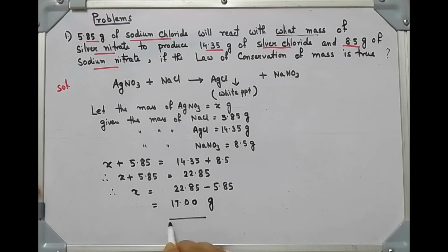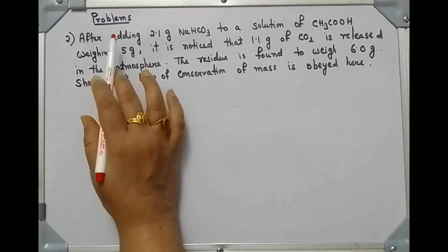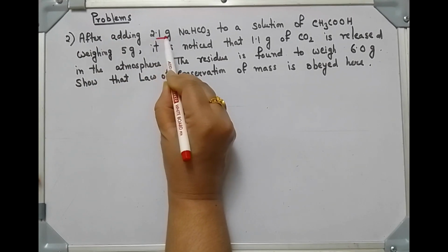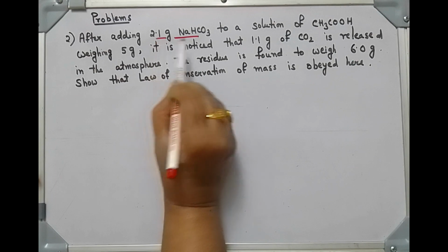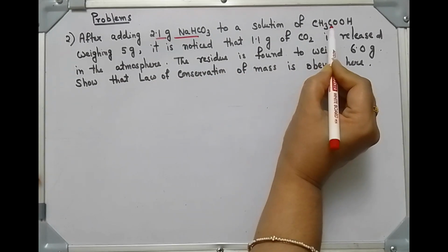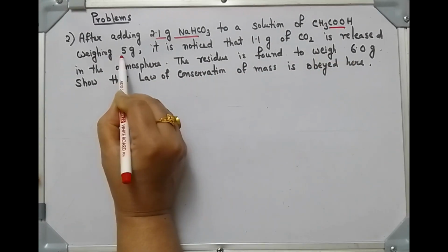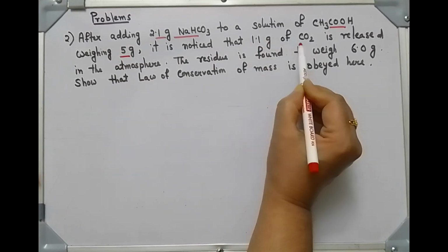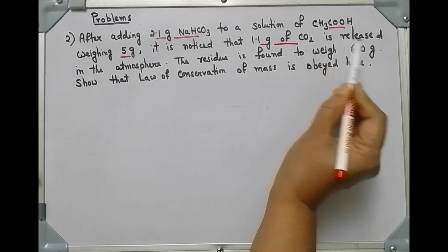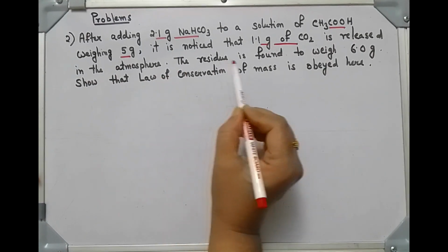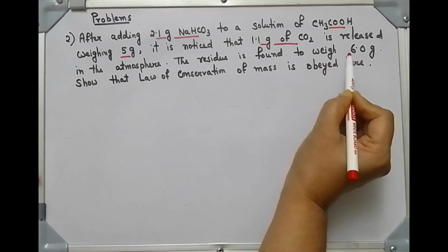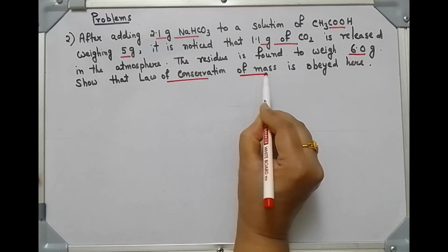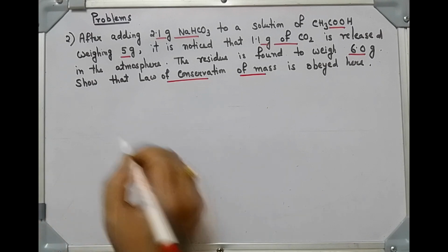This is your answer. Next problem. After adding 2.1 grams of sodium bicarbonate to a solution of acetic acid weighing 5 grams, it is noticed that 1.1 gram of carbon dioxide is released in the atmosphere. The residue is found to weigh 6 grams. Show that the law of conservation of mass is obeyed here.